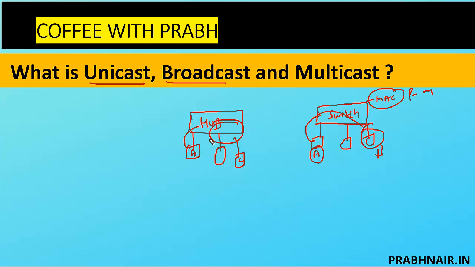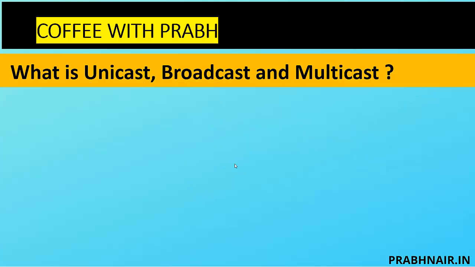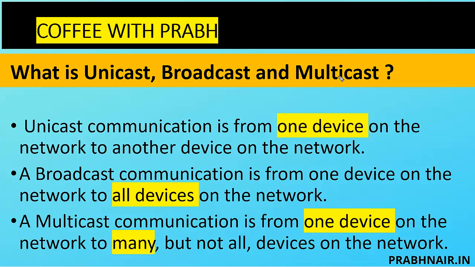In VoIP technology, in group conferences, we use multicast, which is called one-to-many. It is not to all, but one-to-many. Unicast communication is from one device on the network to another device on the network. Broadcast communication is from one device on the network to all devices on the network. And multicast communication is from one device on the network to many, but not all, devices on the network. So one-to-one is unicast, one-to-many is multicast, and one-to-all is broadcast.